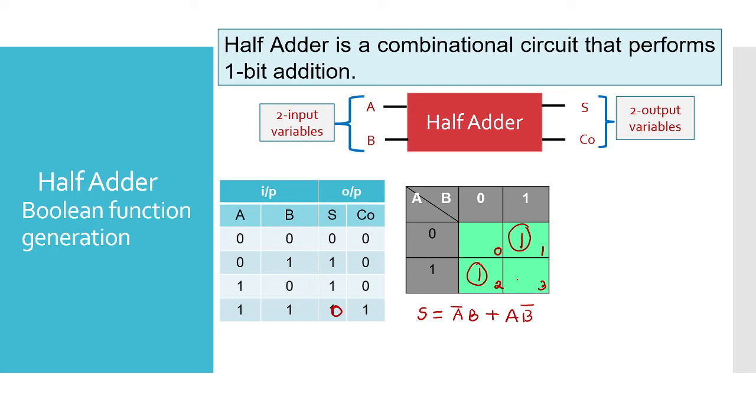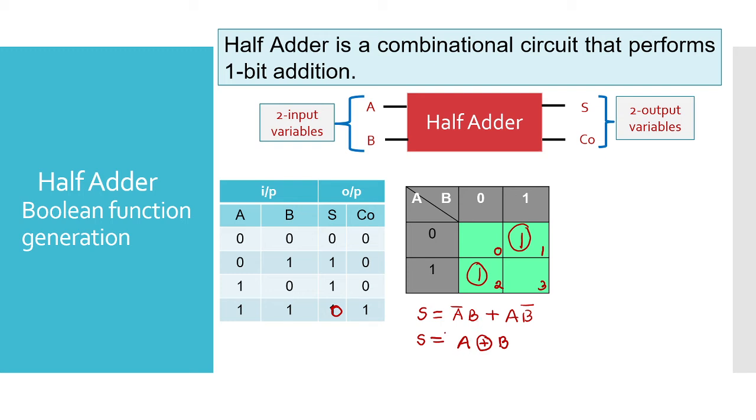By solving this K map, you will get the expression. This is my Boolean expression for S. If you look at that function very carefully, you will find that it is actually showing you the XOR gate. A bar B plus A B bar is actually your XOR, so you can write this function also. You can implement either this function or that function, but the output will be the same. I will show you how to draw the circuit using both functions.